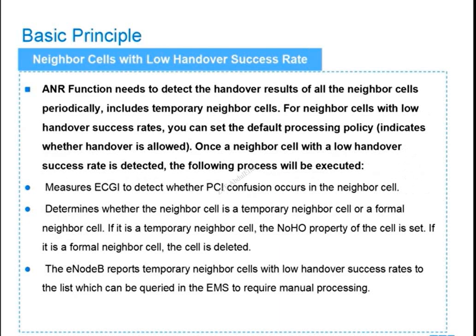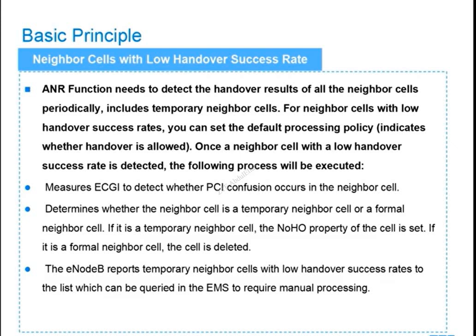The node B ANR function has another feature: if we detect a neighbor cell with low handover success rate, we can delete it. The ANR function always detects the handover results of all the neighbor cells periodically, including the temporary neighbor cells. For the neighbor cells with low handover success rate, we can set the default processing policy, that is, whether the handover is allowed. So once a neighbor cell with a low handover success rate is detected, we can perform the following process.